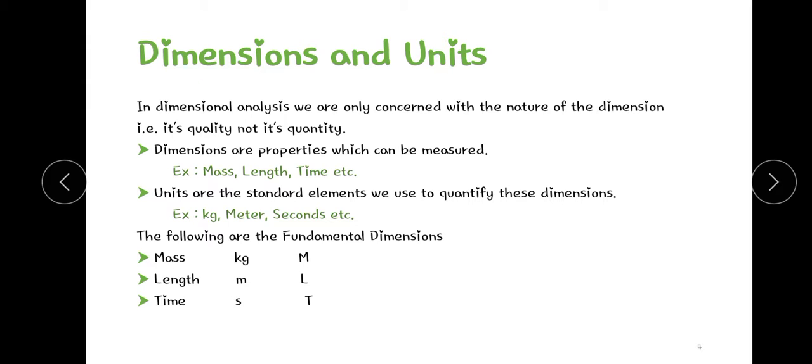And dimensions are actually of two types. One is fundamental dimensions and another one is the derived dimension. Here we will see fundamental dimensions, and in upcoming slides I will be discussing derived or secondary dimensions. So here fundamental dimensions are like mass. Its unit is kilogram in MKS, and its dimension is M. Similarly for length, its unit is meter in MKS and its dimension is L. And for time, its unit is second and dimension is T. If we take temperature, the unit will be Kelvin and dimension we can use theta.